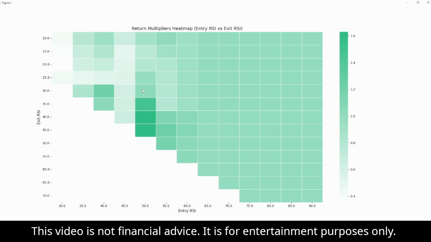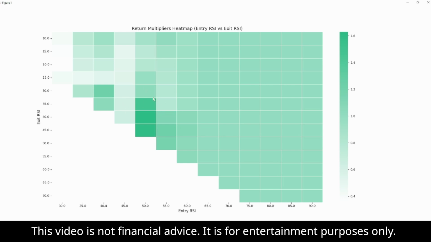But yeah, the only ones that are quite good are the ones with an entry RSI of about 50 and an exit RSI of about 40. But the performance is not so great because it drops dramatically when the entry RSI value drops maybe between 45 and 50, as you can see. So from very green to less green here.